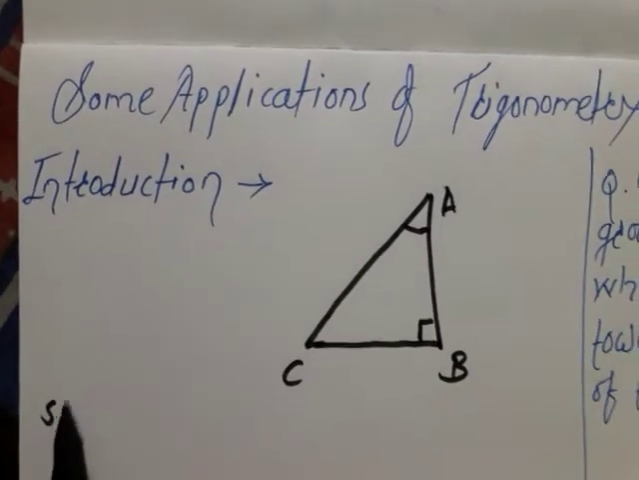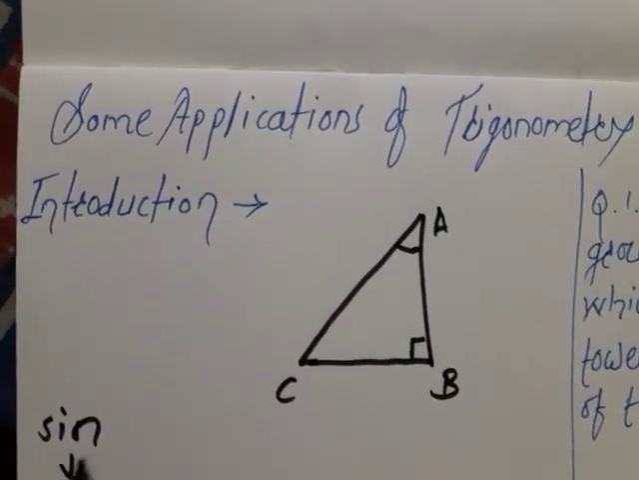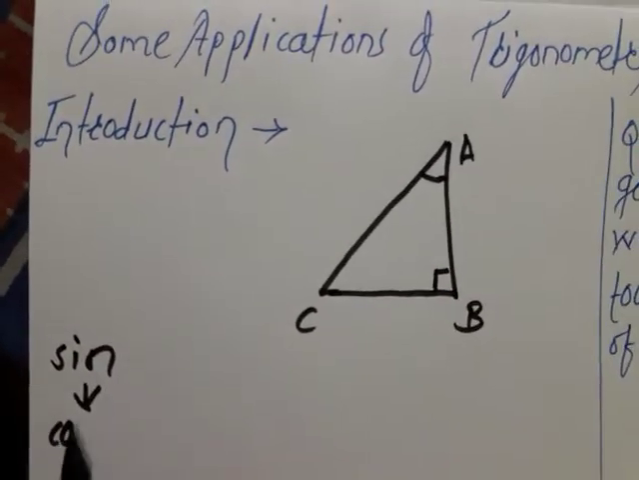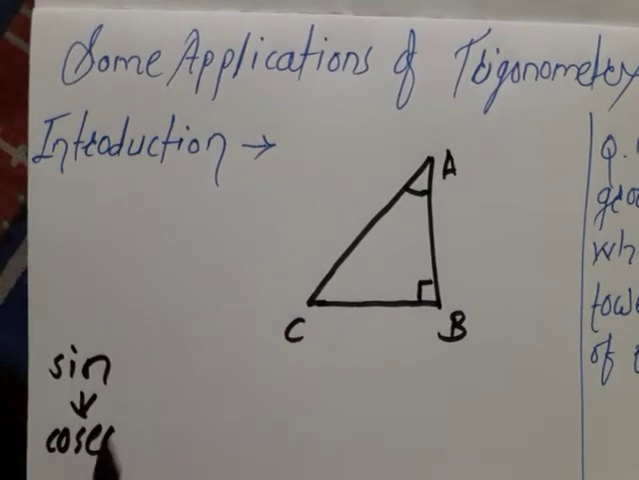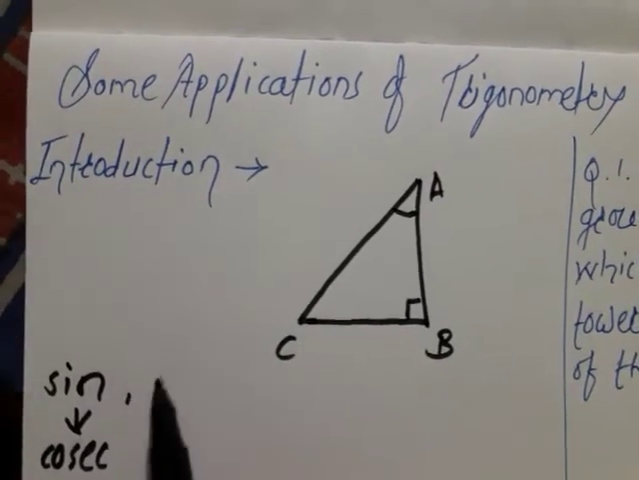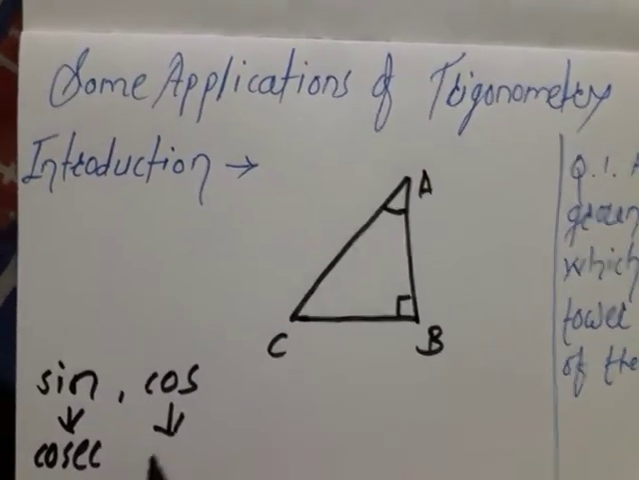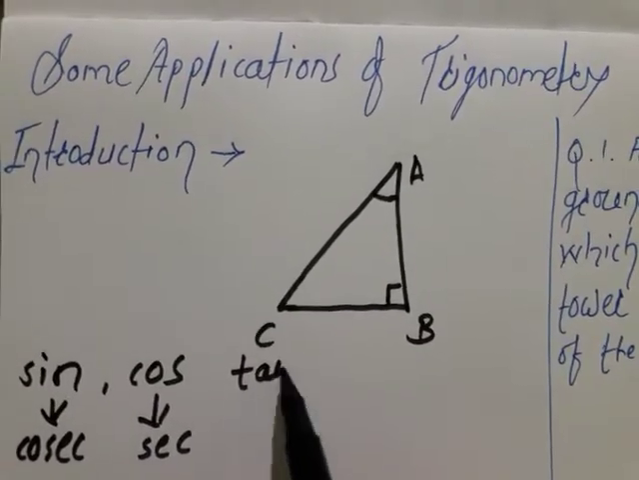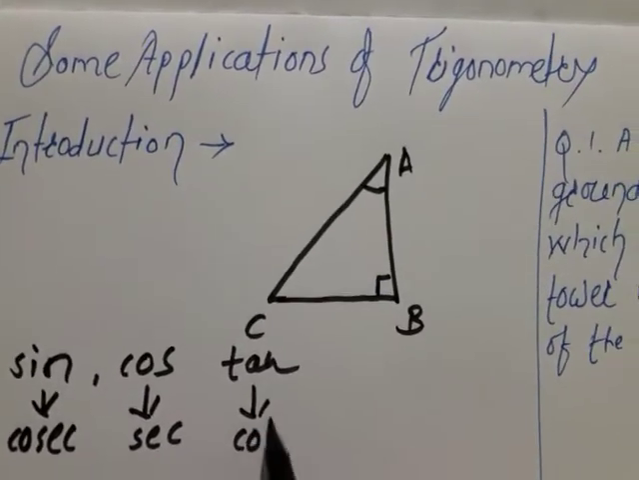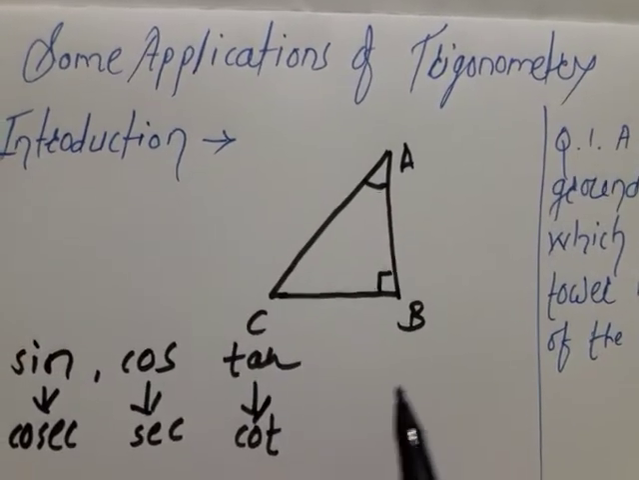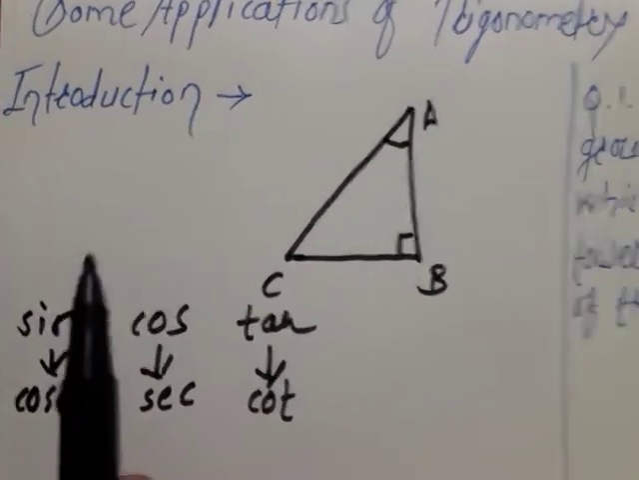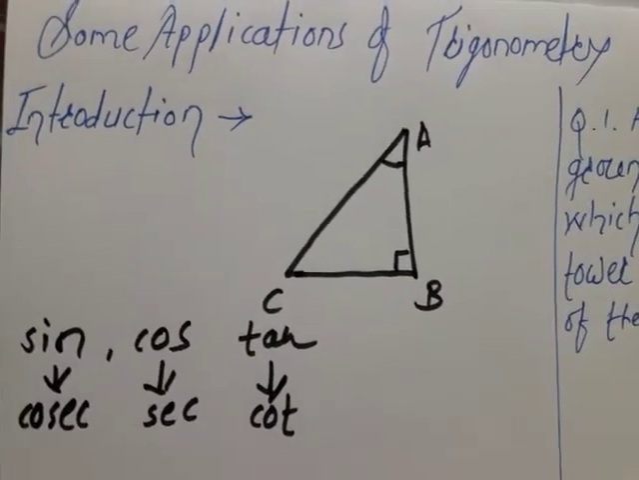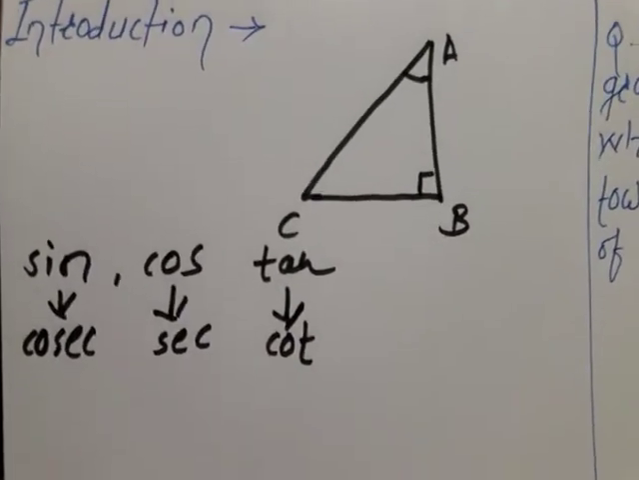The first ratio is sine and its inverse is cosec. Then the next one is cos, its opposite is sec. The third one is tan and its opposite is cot. If you know the sine, cos and tan definitions, we can write the remaining three definitions. We have discussed that before also.